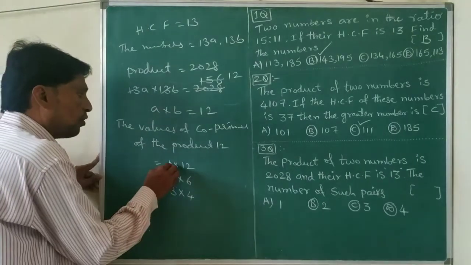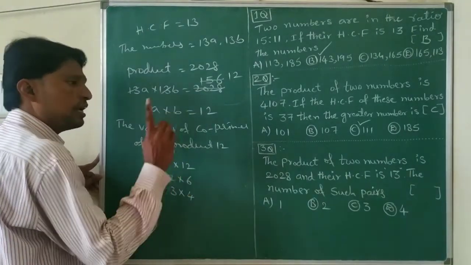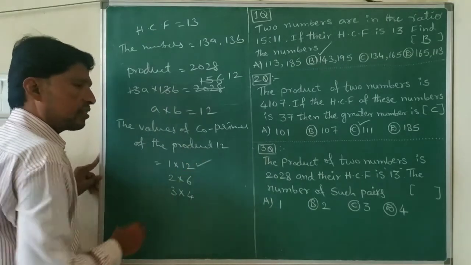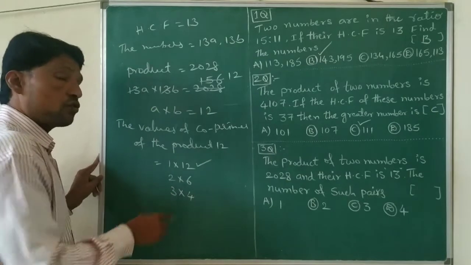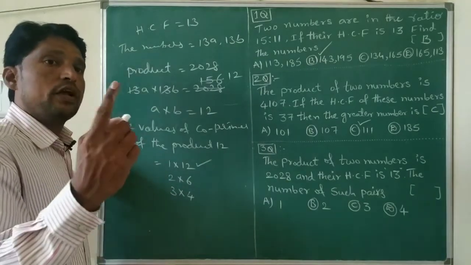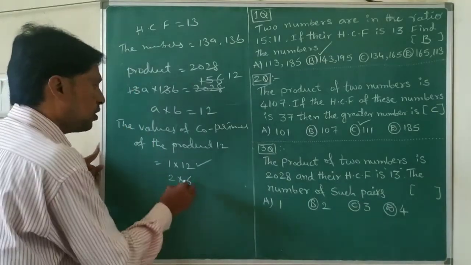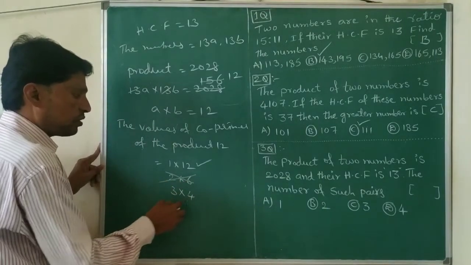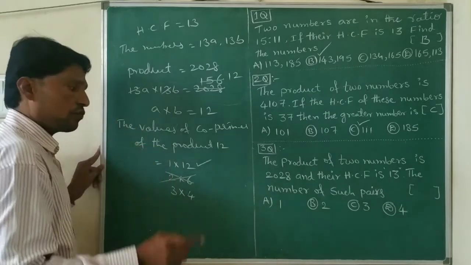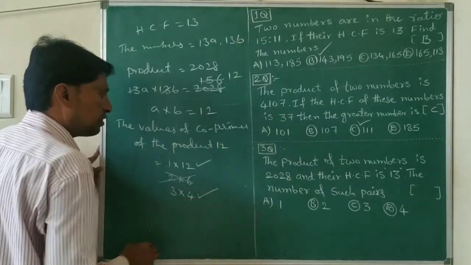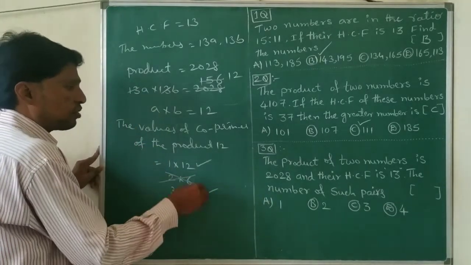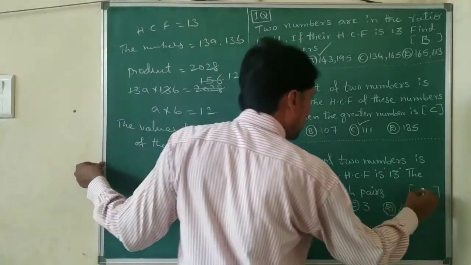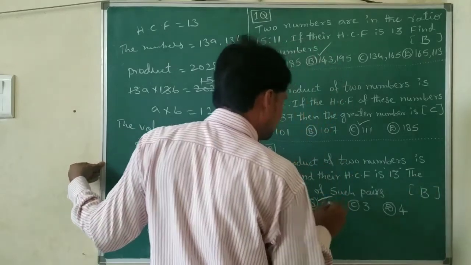But here for 1 and 12 we are getting the HCF as 1, which means they are co-prime numbers. 2 and 6, we are getting the HCF as 2. So the numbers having HCF 1 are the co-primes, and 2 and 6 does not suit. And 3 and 4, 3 4s are 12. So we are getting the HCF as 1, which means it is also correct. So how many pairs did we get here? We got 2 pairs. 2 pairs means that option B is correct.